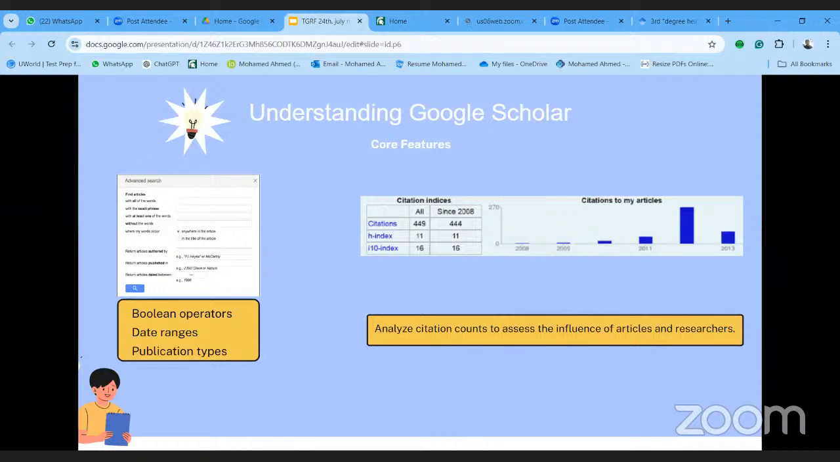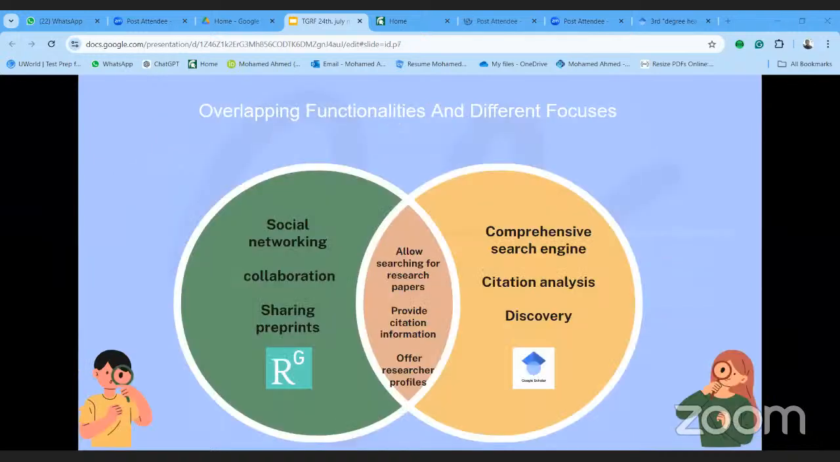Back to our presentation. You now have a good insight into how these two platforms operate. So the next point to cover will be the overlapping functionalities of both. Basically, they seem pretty similar while having distinct points of strength. ResearchGate and Google Scholar have different areas of focus. ResearchGate prioritizes social interaction. It's a community-based platform, while Google Scholar, again, is good for finding and analyzing research articles.